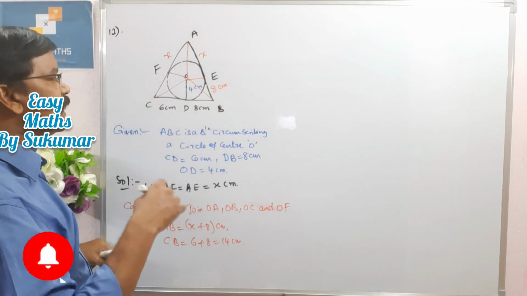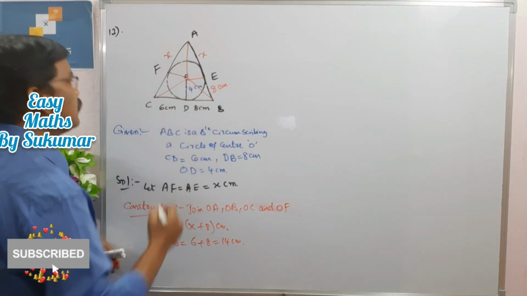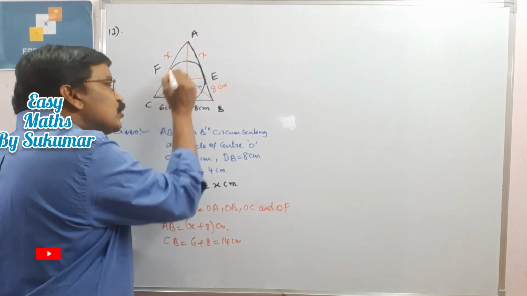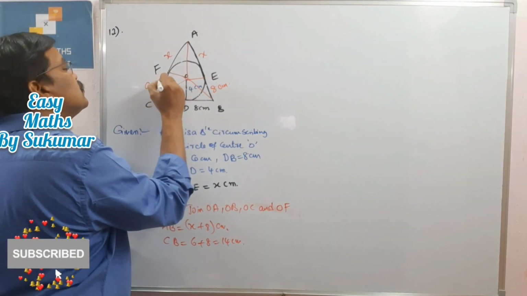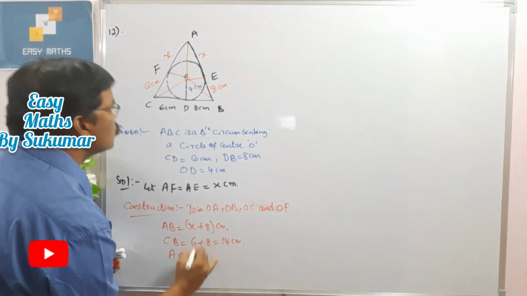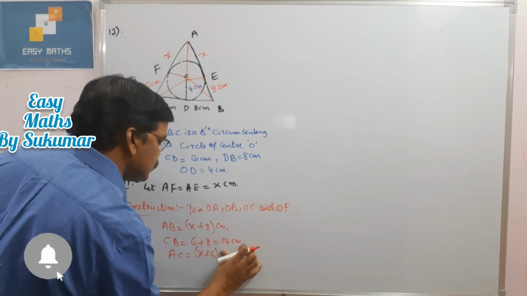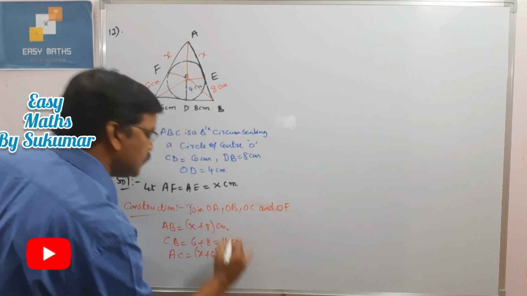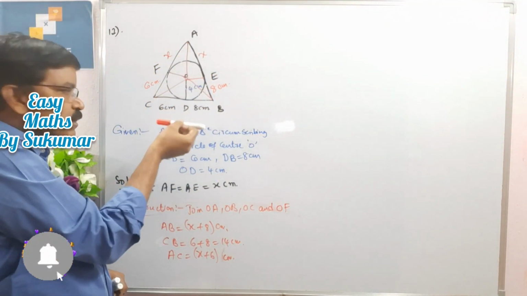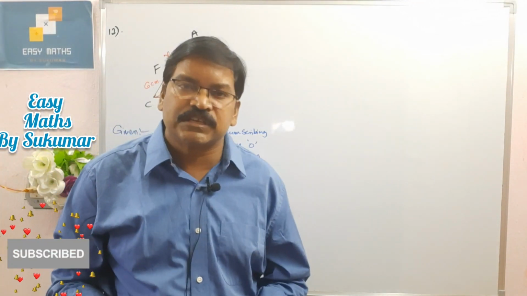See again, my dear students, here CB is over. Now AC is, see here, CD is 6 centimeters. This is also equal to CF, which is also 6 centimeters. Therefore, this AC is equal to x plus 6 centimeters. That means AB is x plus 8, CB is 14 centimeters and AC is x plus 6 centimeters.